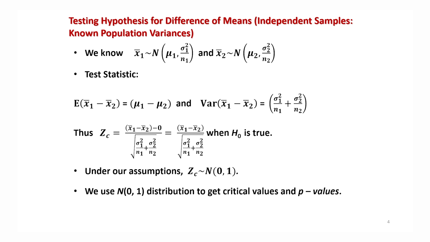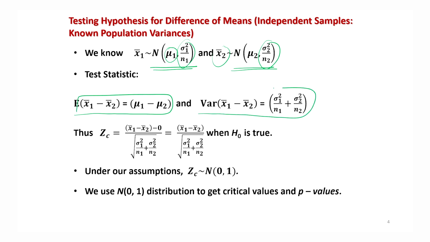Now we know that sample mean x1 bar will be following a normal distribution with mean mu1 and variance sigma 1 square upon n1. The second sample mean x bar 2 will be following a normal distribution with mean mu2 and variance sigma 2 square upon n2. So based on that, I can write down the expected value of x1 bar minus x bar 2 is mu1 minus mu2, and the variance of x1 bar minus x bar 2 is sigma 1 square upon n1 plus sigma 2 square upon n2, and the covariance between x bar 1 and x bar 2 will be 0 because they are drawn independently. Based on that, we create here a test statistic, say ZC.